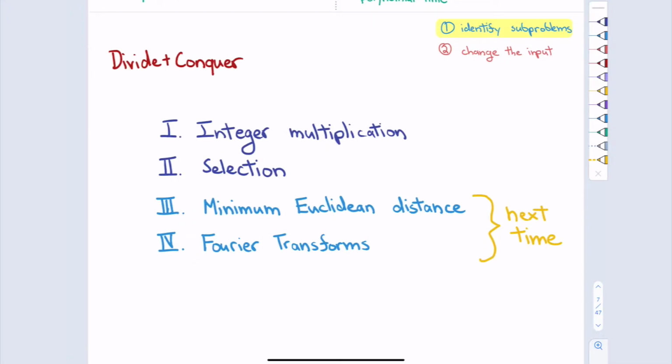I'm planning to discuss four famous examples: integer multiplication, selection, a geometric problem involving finding the two closest points to one another, and a very broadly impactful tool called Fourier transforms. Number four might be the most useful in reality, but it's also probably the heaviest. But we'll start with integer multiplication, in part because we understand integers very well, so it's a good starting example, I think.